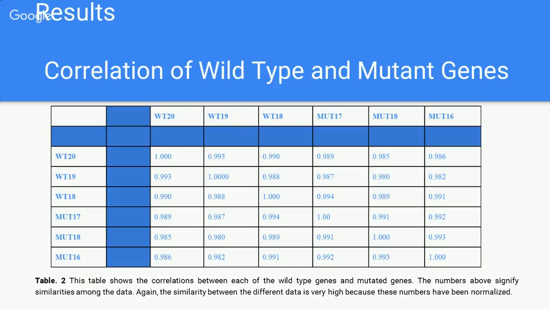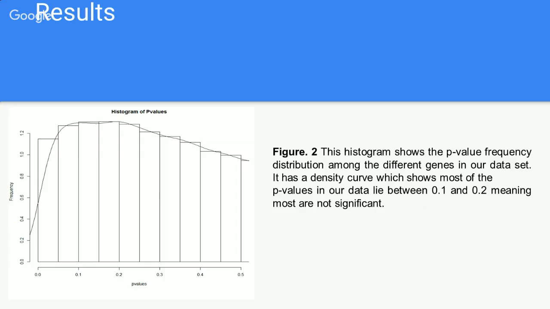So here is the correlation of wild type and mutant genes. Here, each gene was compared against the other and put into a table. So as you can see, when comparing wild type 20 to itself, there's a 1 correlation, meaning there's 100% correlation between the two. And then when you look at it compared to other genes, every gene is about 0.9 correlation. So that shows that each gene is very closely correlated to one another.